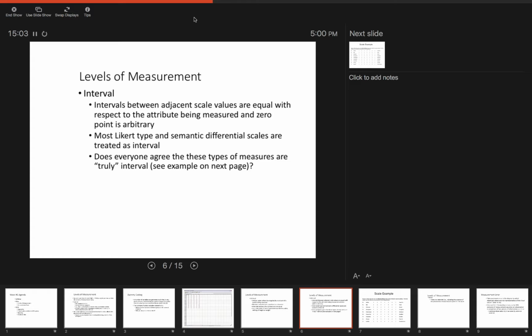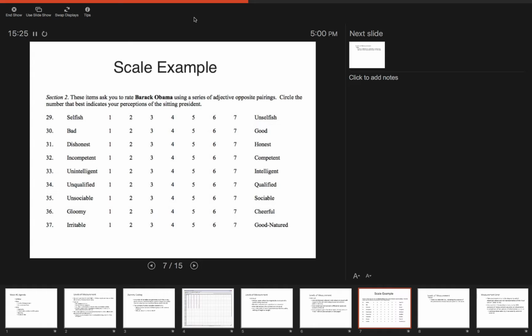What's the argument that you could make to counter that? If somebody says, well, you need to use some other procedure that has the assumption of ordinal level measure, because I think for sure we probably would say that this is at least ordinal, right? No, we could go down that rabbit hole if we want to, but I think most of us would agree that this is at least ordinal. The question is, is it interval?